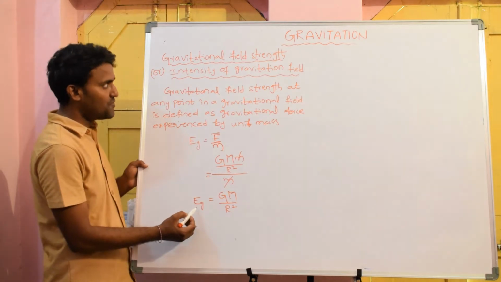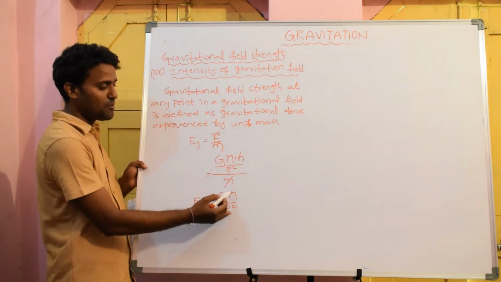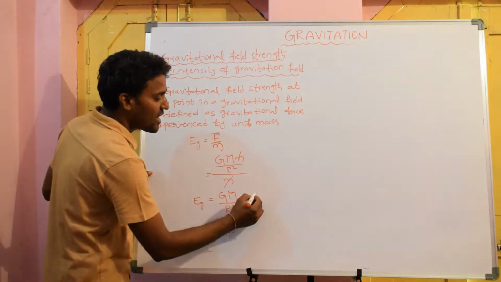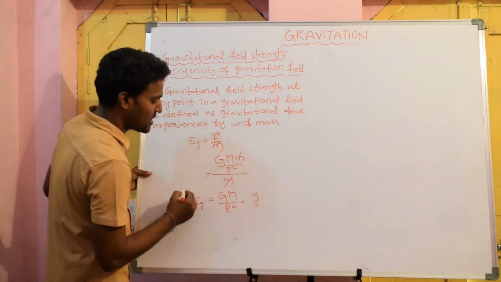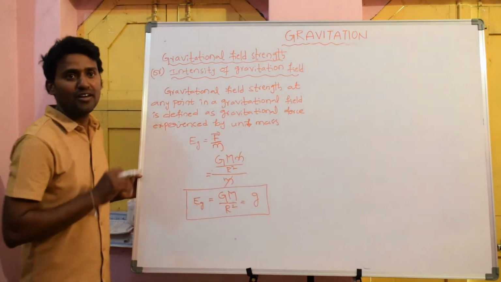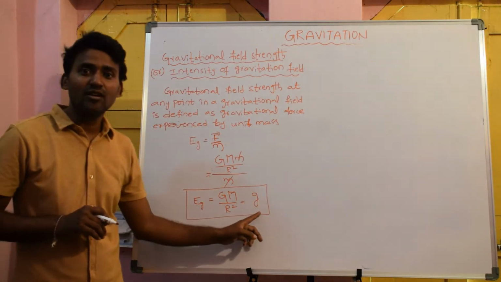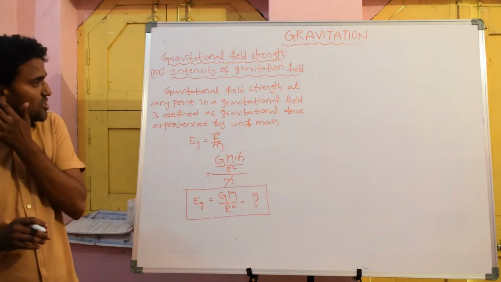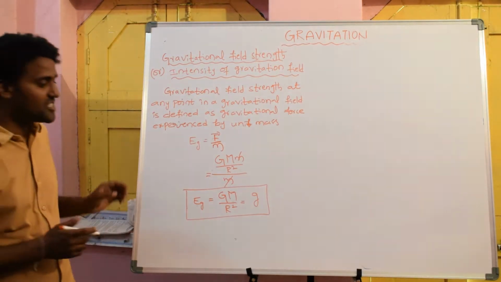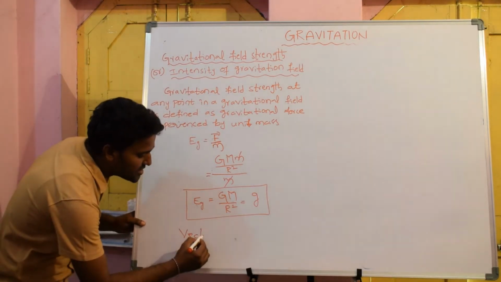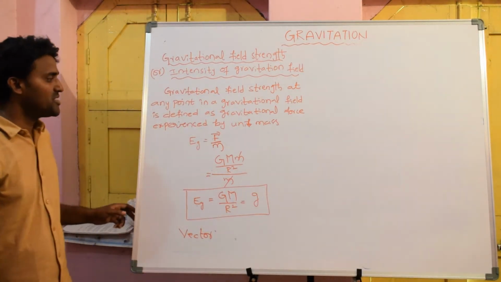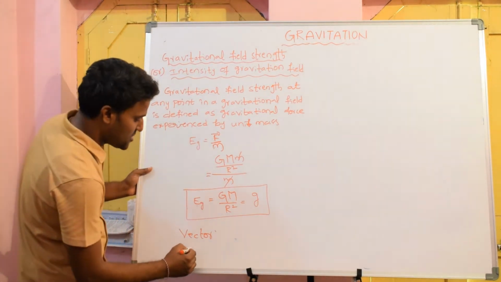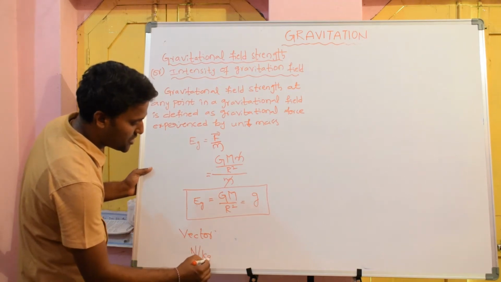See here, the gravitational field strength is GM by r square. We already derived this equation for gravity on the surface of the earth. Both are the same: gravitational field strength and gravity on the surface of the earth. This equation is the gravitational field strength, and it is a vector quantity. The units are Newton per kg.